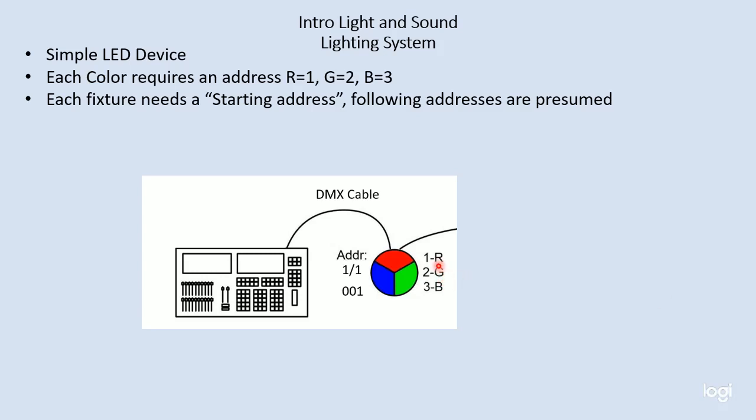Each one of those colors within this device is going to need a DMX address, right? So in this case, we have a starting address of 1, right? So we set our device, our little DMX LED to 1, and that will then make address 1 red, address 2 green, and address 3 blue for this color changing LED. Again, it's just the starting address, and all of the following addresses are presumed.